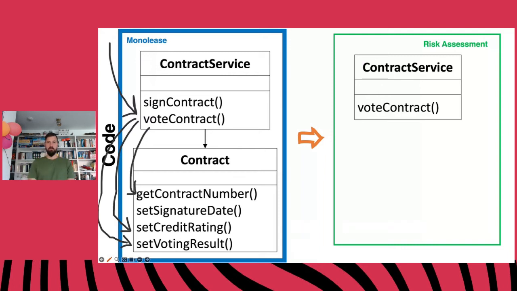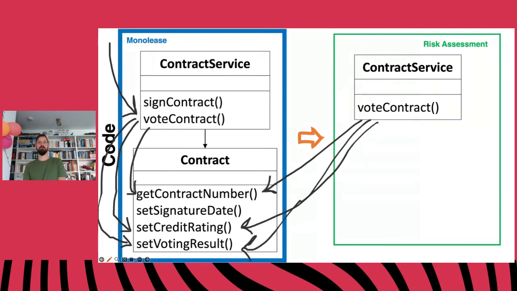And then we copy the logic from vote contract from left to right. That is from the monolith to the risk assessment bounded context. And that means, well, vote contract calls get contract number and set credit rating and set voting result. And now we have a duplication, which is not nice, of course, but we have something that is viable. And that's the important thing here. We can do this step by step.